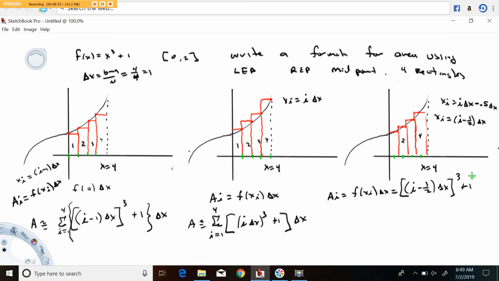I need another parenthesis here. I'll use these guys. Times delta x. So this formula here gives me the area of whatever rectangle I want, the first one, second one, third one, fourth one. So for a formula for the total area, we're going to say the total area is approximately equal to the sum, i equals 1 to 4, of this expression. And I don't feel like recopying that, so I am going to cheat.